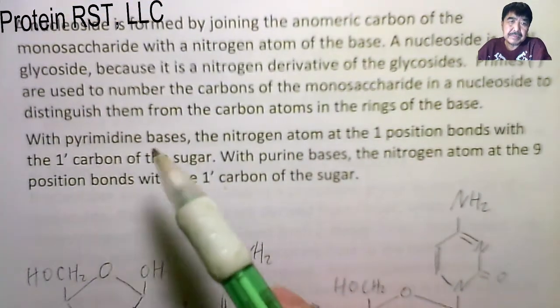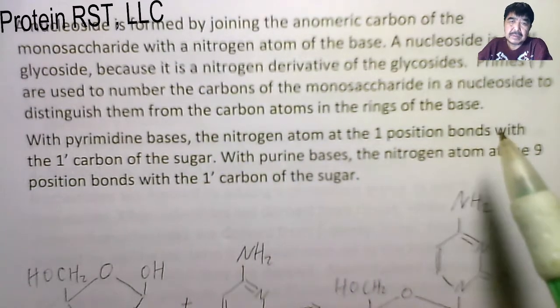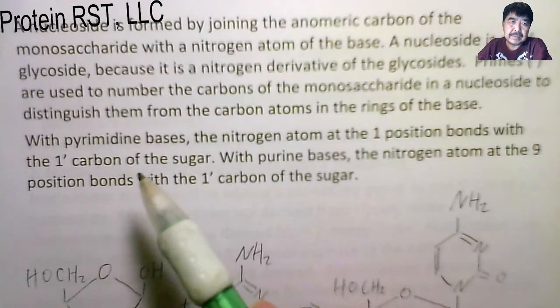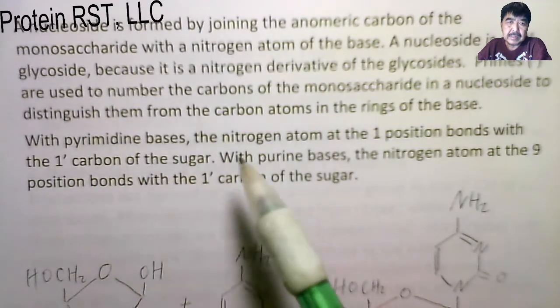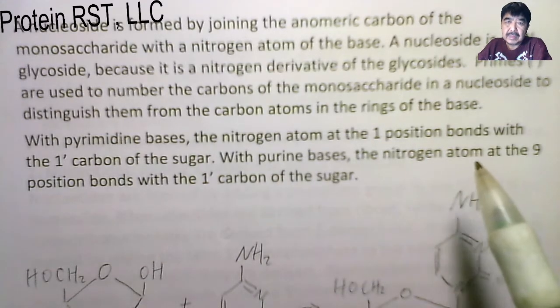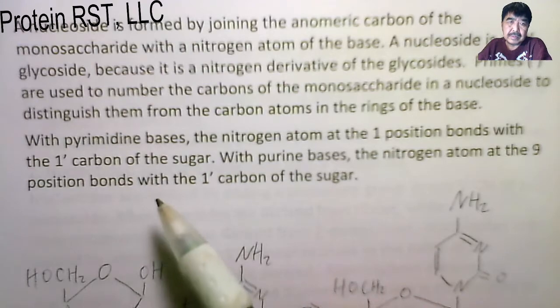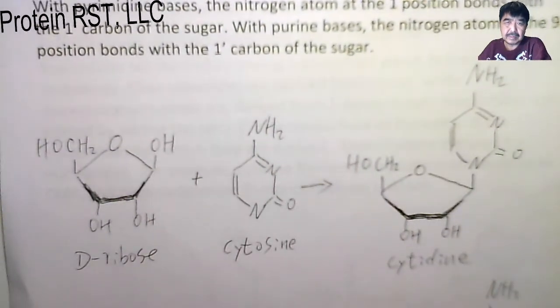With the pyrimidine bases, the nitrogen atom at the 1 position bonds with the 1' carbon of the sugar. The 1' carbon is also called the anomeric carbon. With the purine bases, the nitrogen atom at the 9 position bonds with the 1' carbon of the sugar. This is the structure information.